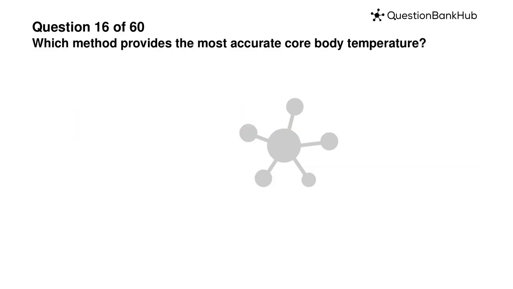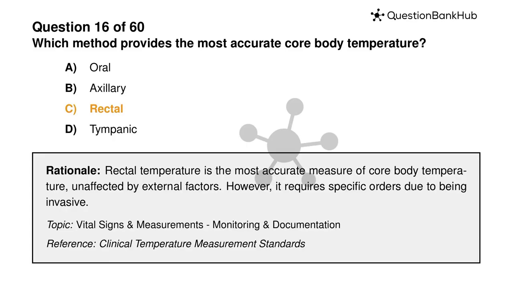Question 16. Which method provides the most accurate core body temperature? A. Oral. B. Axillary. C. Rectal. D. Tympanic. The correct answer is C. Rectal. Rectal temperature is the most accurate measure of core body temperature, unaffected by external factors. However, it requires specific orders due to being invasive.